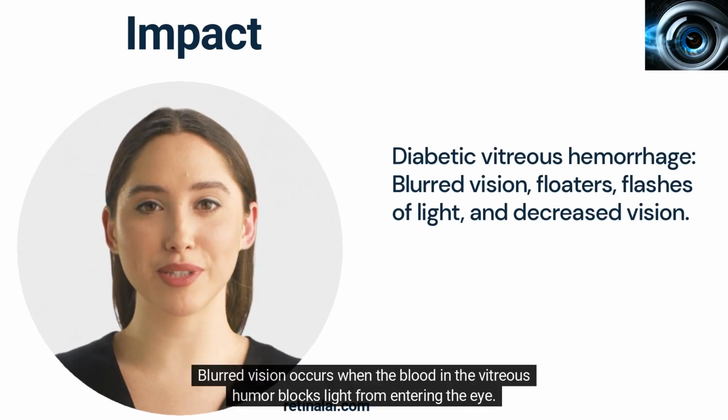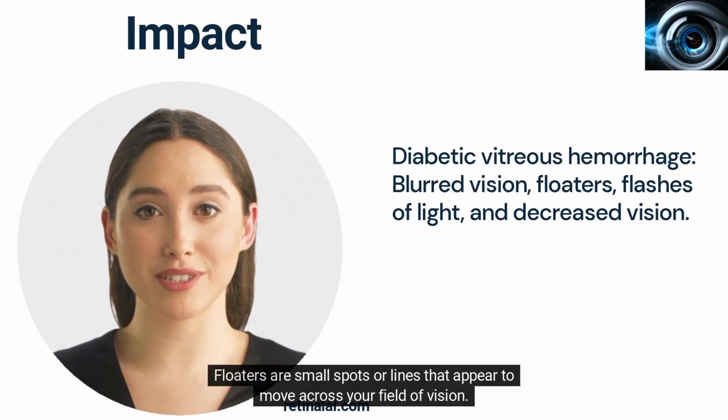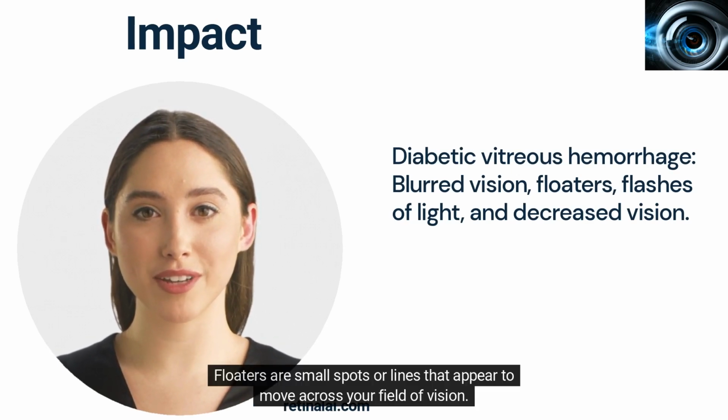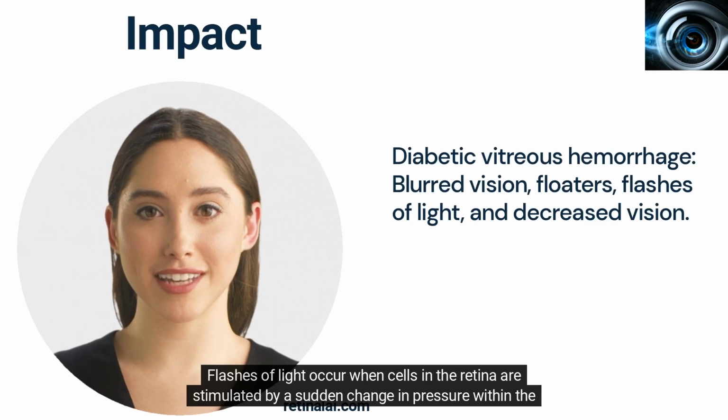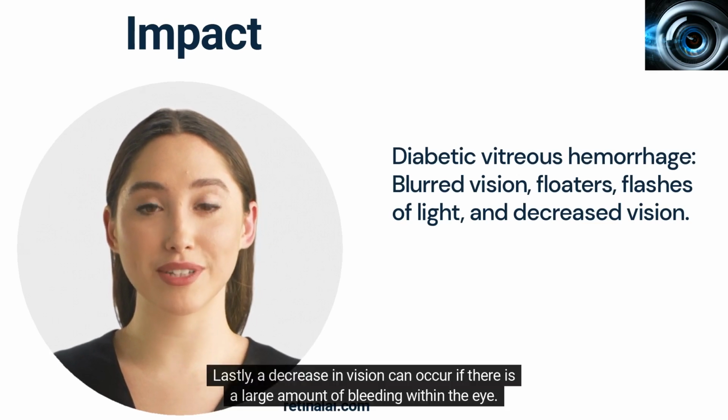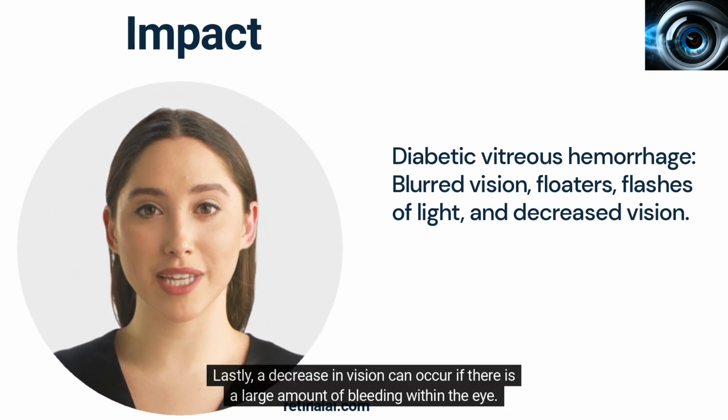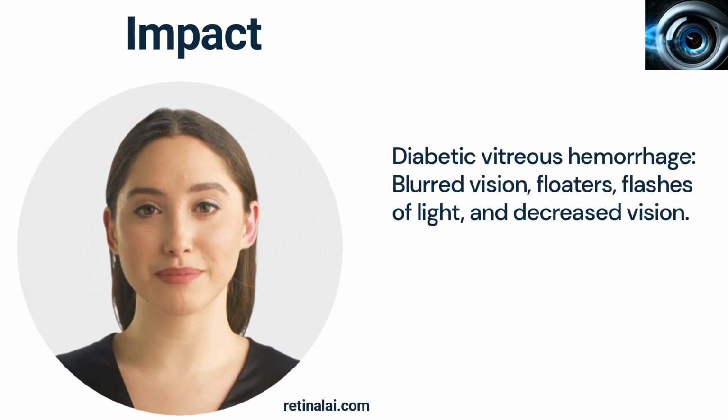Blurred vision occurs when the blood in the vitreous humor blocks light from entering the eye. Floaters are small spots or lines that appear to move across your field of vision. Flashes of light occur when cells in the retina are stimulated by a sudden change in pressure within the eye. Lastly, a decrease in vision can occur if there is a large amount of bleeding within the eye.